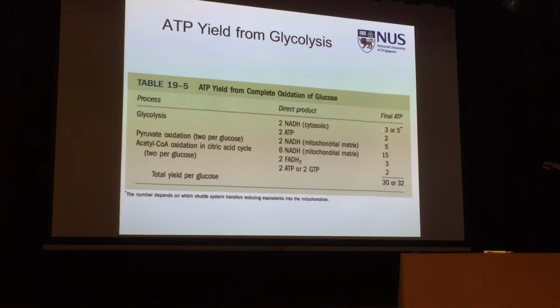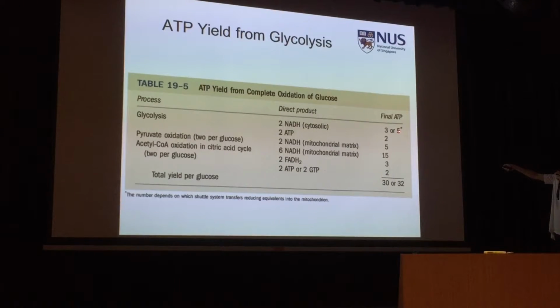If it uses the glycerol 3-phosphate shuttle, then it passes on to FADH, therefore 1.5 times 2 will become 3 ATP. But if it uses the malate-aspartate shuttle, it passes on to NAD, then it becomes 2.5 times 2, which equals 5. That's why you have 3 or 5, depending on which shuttle system it uses to transfer to the mitochondria.